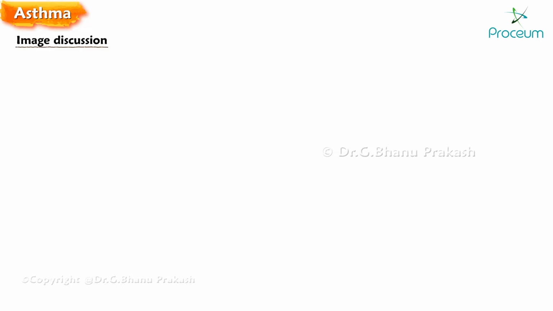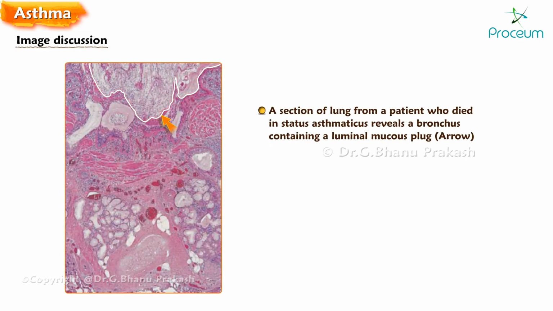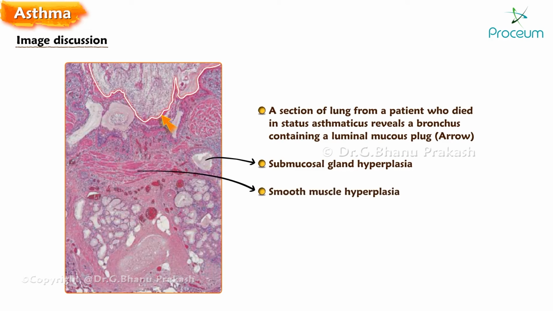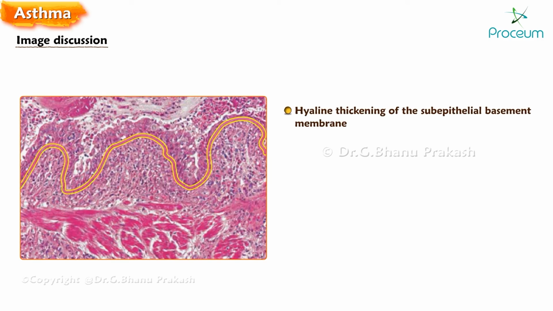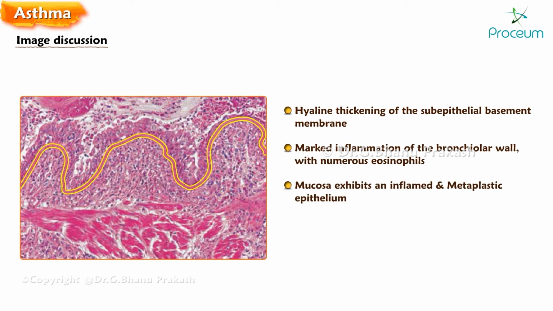Image discussion. A section of lung from a patient who died in status asthmaticus reveals a bronchus containing a luminal mucus plug, submucosal gland hyperplasia, and smooth muscle hyperplasia. Higher magnification shows hyaline thickening of the subepithelial basement membrane and marked inflammation of the bronchiolar wall with numerous eosinophils. The mucosa exhibits an inflamed and metaplastic epithelium. The epithelium is focally denuded.